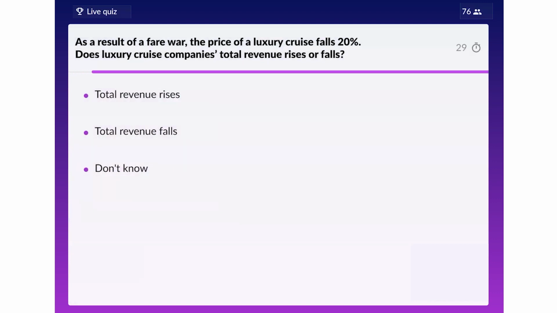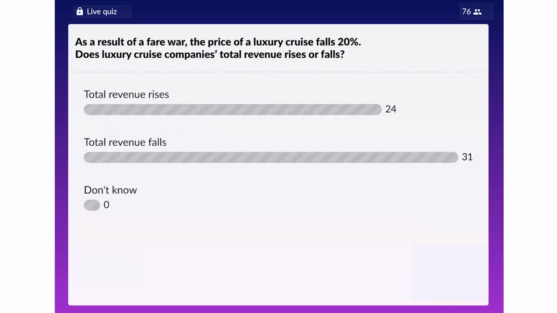The price of a luxury cruise drops by 20%. Does the cruise company's total revenue go up or go down? Okay, time's up. Now let's take a look. So some of you say it would go up. More people say it would go down. And the answer is it will actually go up.